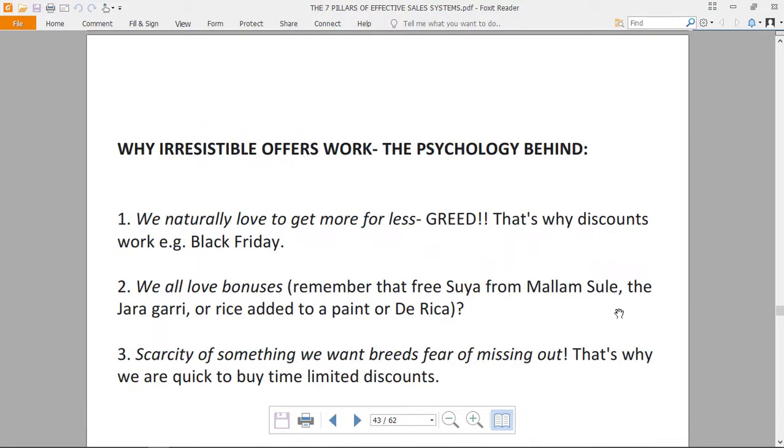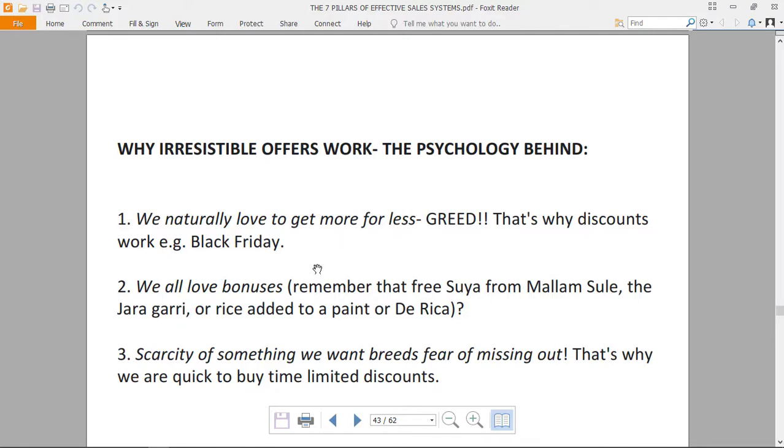So let's go on. Now, why do irresistible offers work? I want to give you the psychological foundations, the basis, because I need you to have all the elements in your hands. Number one, why do irresistible offers work better than commodities? We naturally love to get more for less. The reason people try to reduce the price of something you are selling as a commodity is this tendency. We want to get more for less. That's why we always ask for discounts. That's why we wait till Black Friday. That's why we wait till certain holiday periods to make certain purchases. People actually keep money because of Black Friday. That's how weird it is.